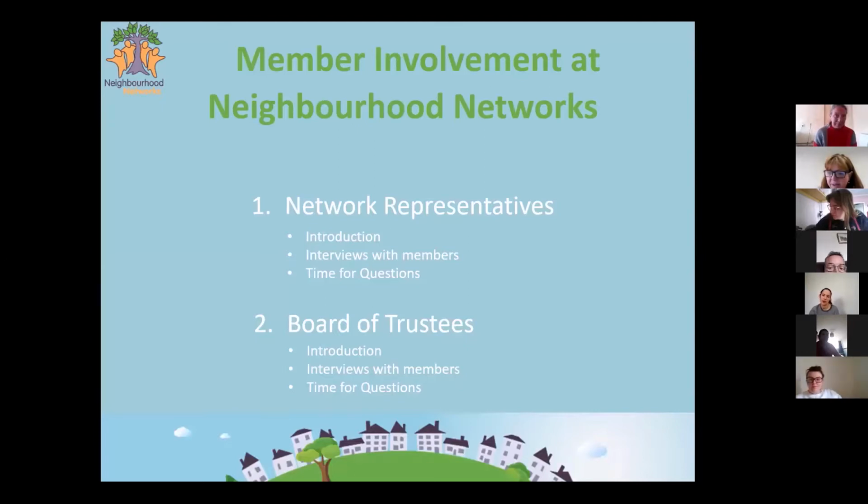So I'm going to speak to you about 2 main aspects of member involvement that we have at Neighbourhood Networks, the network representatives or the net reps and the board of trustees. Both sections are going to follow the same kind of structure. There'll be a brief introduction and then there'll be an interview where I've interviewed members so that they can talk about their experiences in their own words. And at the end of each section, there'll be a time for questions, and that is when you all get unmuted and you can have the opportunity to talk. So that will happen twice, at the end of the net rep section and at the end of board of trustees section.